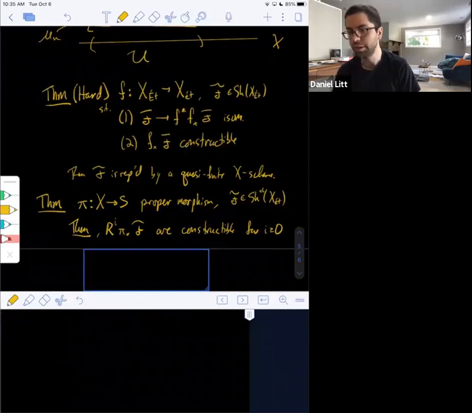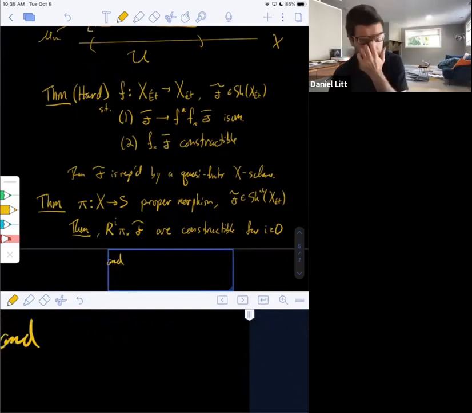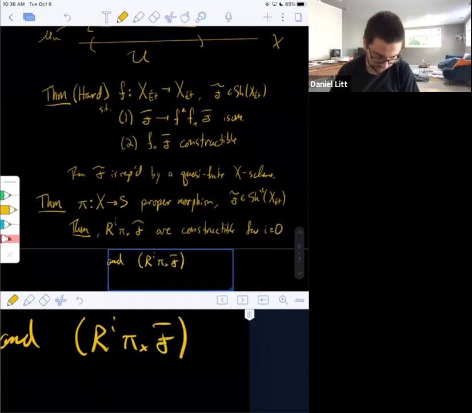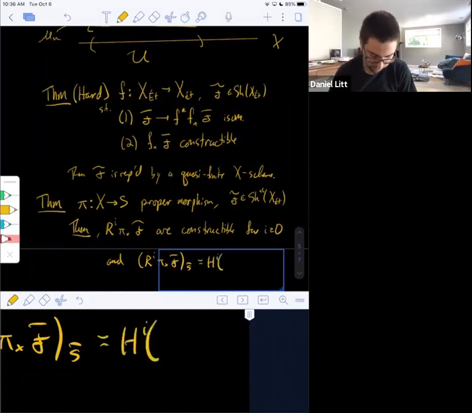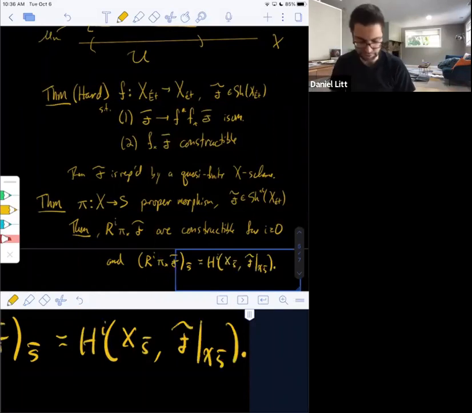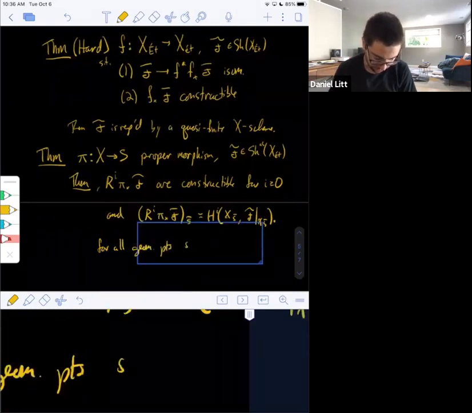And moreover, we can compute their stalks. So R^i pi lower star F, let me use S bar: the stalk at a geometric point S bar of S is just the cohomology of the fiber over that point with coefficients in F restricted to the fiber. And this is true for all geometric points S bar in S.